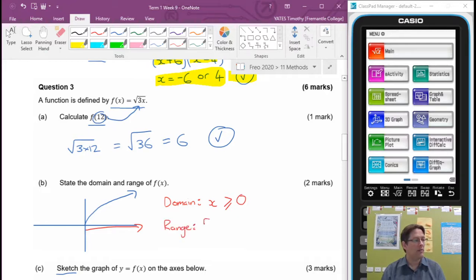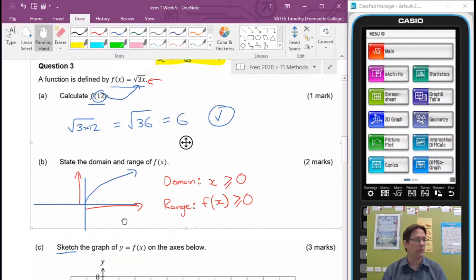Now, it's good to use the proper notation. The range is f of x, and that is also going to be greater than or equal to 0. So that will be what we need to do because the range is that one there. We can never have a negative number in our square root, at least not while we're in the real domain. So we're just going to say that the domain is x is greater than or equal to 0, and the range is f of x is greater than or equal to 0 as well.